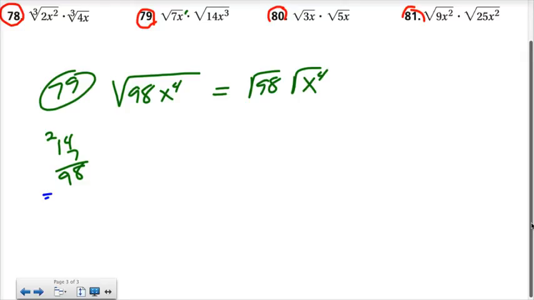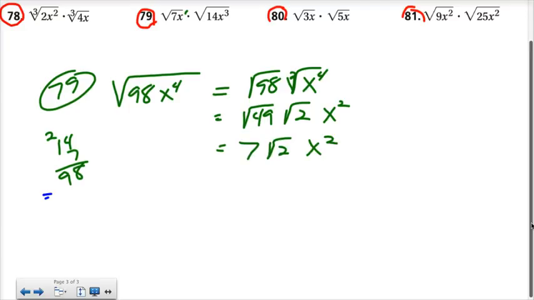Well, 98 feels really suspicious. So I remember, hey, that's going to be 49 and 2. So that'll be the square root of 49, square root of 2, and then the square root of x to the fourth. Remember, we just take the 4 and divide it by the index, which is 2, and that will give us x squared. So this will be 7 square roots of 2, x squared, which we'll write as 7x squared square roots of 2.